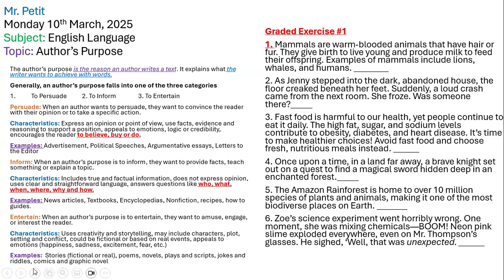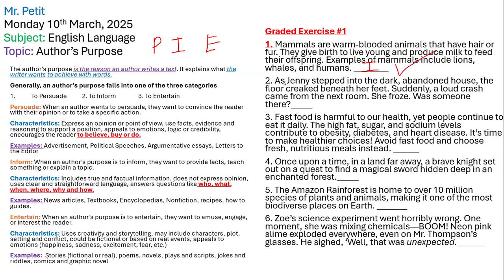Okay, quickly, number 1. What y'all have for number 1? It says mammals are warm-blooded animals that have hair or fur. They give birth to live young and produce milk to feed their offspring. Examples of mammals include lions, whales, and humans. Is that persuasive? Is that inform? Or is that entertain? Inform. So what y'all have for number 1? It's supposed to be inform. How many persons got that? Inform. I did. Inform. Very good.